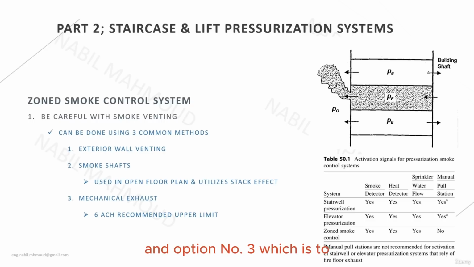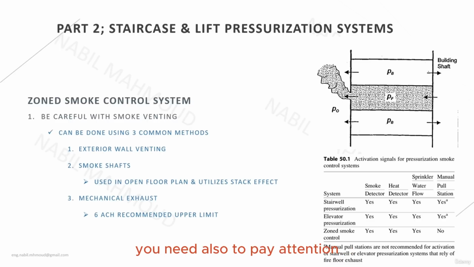And option number 3 is using mechanical extract fans to extract the smoke from the space subjected to a zoned smoke control system, and the recommended number of air changes per hour is 6. On the figure on the top right side of the screen, we can see the application of zoned smoke control. We can see that the floor in the middle has a fire, and the smoke is being extracted from this floor directly to outside the building, because this floor will be under negative pressure due to the extraction. However, the floor above and the floor below will have a positive pressure to prevent any infiltration of smoke.